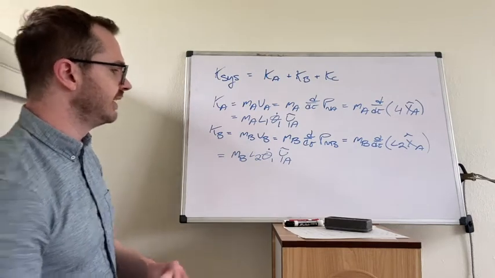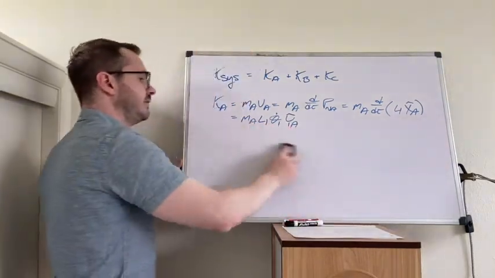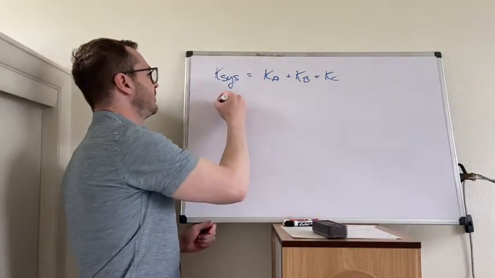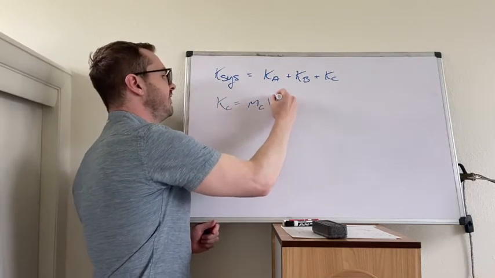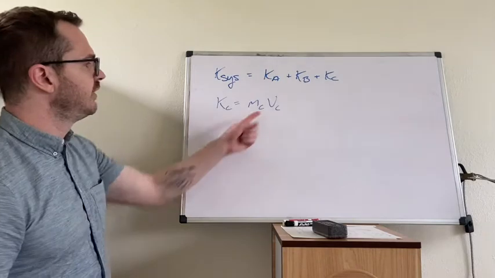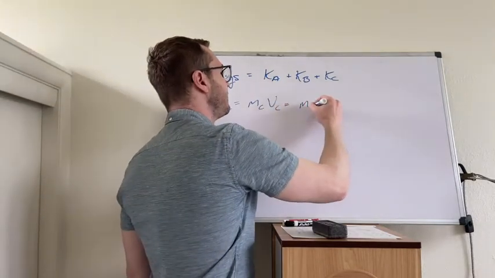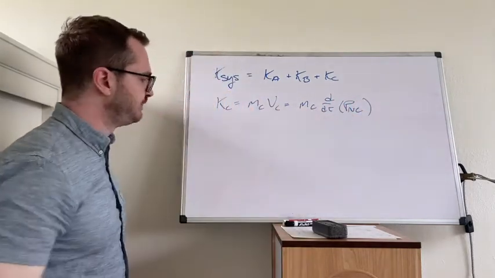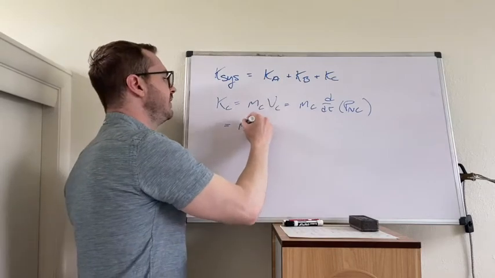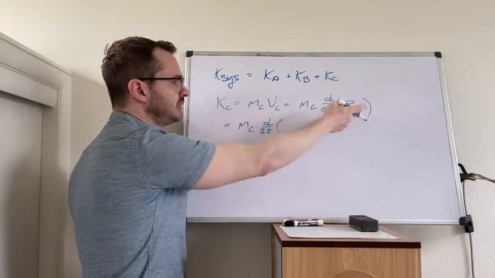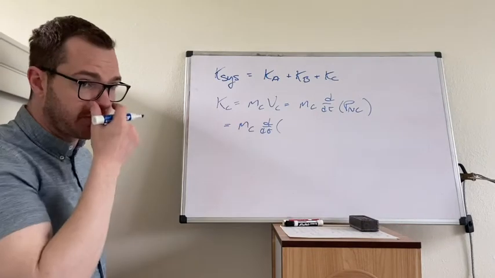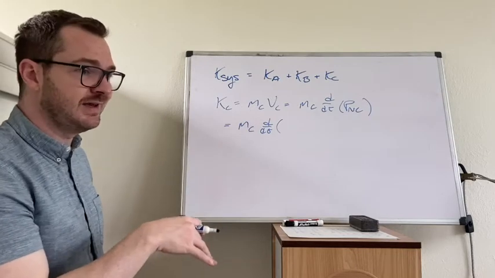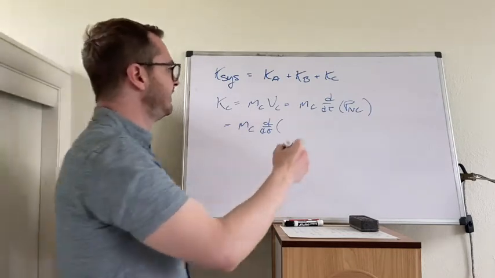Let's do KC. Standard definitions apply. KC is MC VC. What is VC? This is d/dt of P into C, MC d/dt. How should we call out point C? You could either go into B, B to C, or we could do into D, D to C. So I'm going to do into D and then D to C.